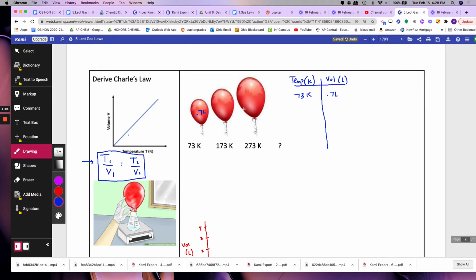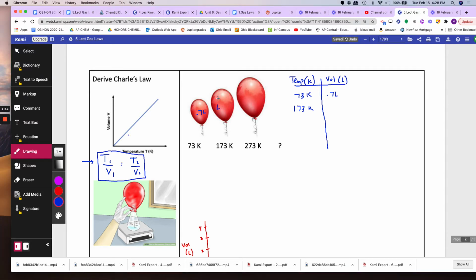We'll take the same balloon and heat it up to 173 K, and the balloon becomes bigger, 1.7 liters. Then we take it to 273 K, we heat it up, and it becomes 2.7 liters. Now, if we want the balloon to get to 3.7 liters, can you predict what the temperature would be?